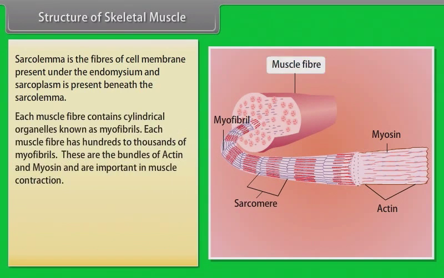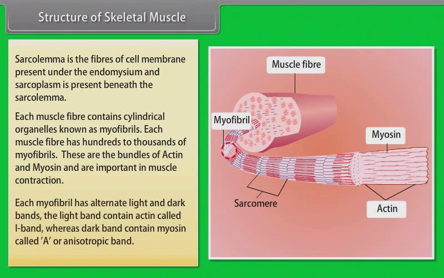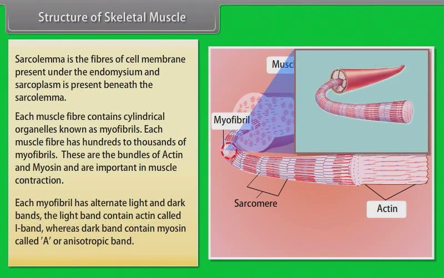Each muscle fiber contains cylindrical organelles known as myofibrils. Each muscle fiber has hundreds to thousands of myofibrils. These are the bundles of actin and myosin and are important in muscle contraction. Each myofibril has alternate light and dark bands. The light bands contain actin, called I band, whereas dark band contains myosin, called A or anisotropic band.